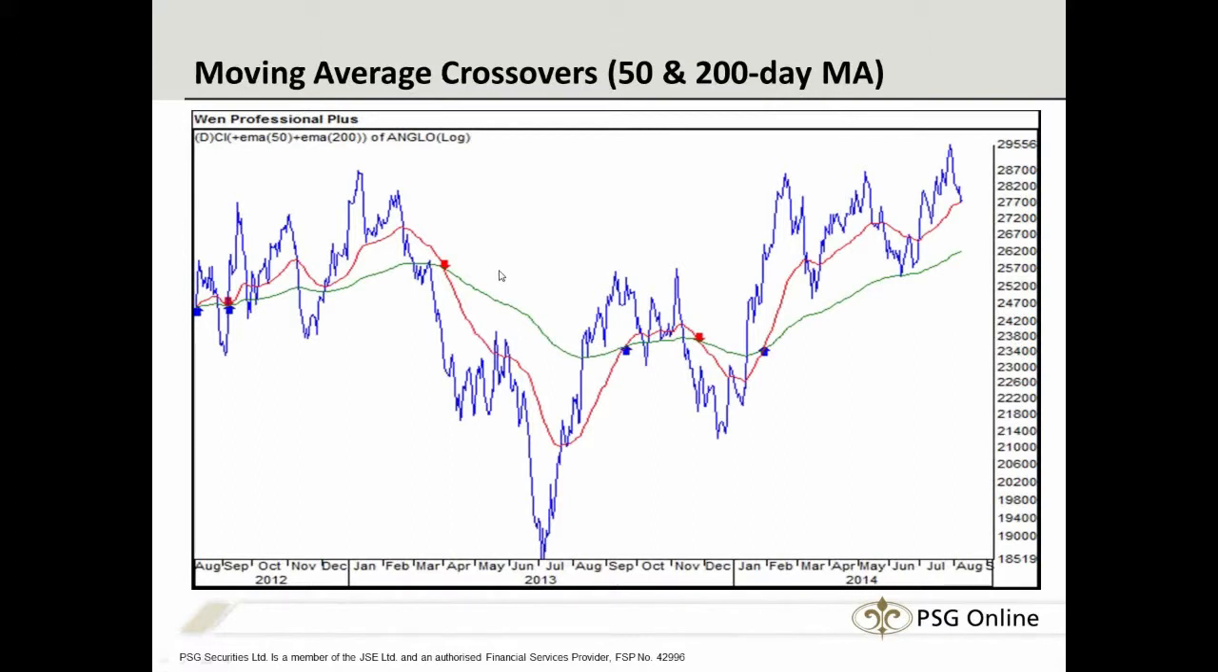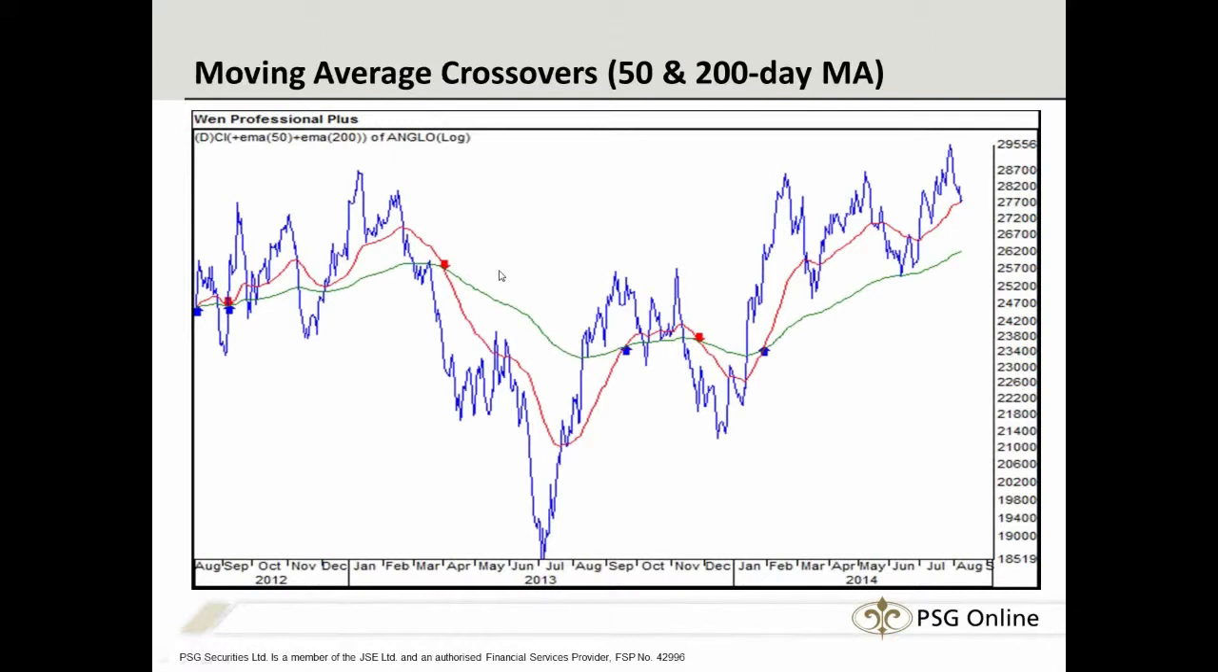You can use whatever periods you want to use. I suggest using 2 moving averages. The idea is the crossovers are what's important. If you just have one single moving average, the disadvantage is that in a sideways market, you'll get what they call whipsaws or false signals. So what I like to use is a 50-day and a 200-day.